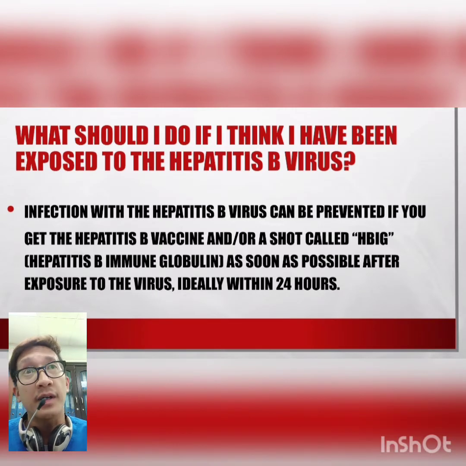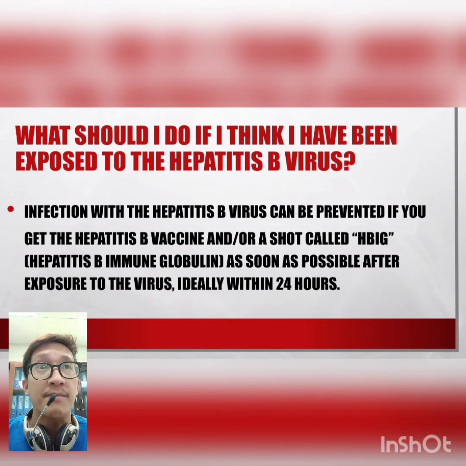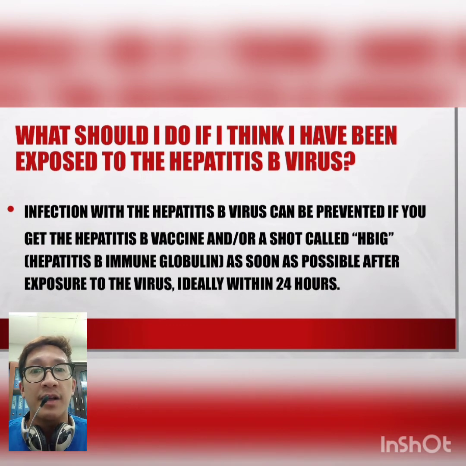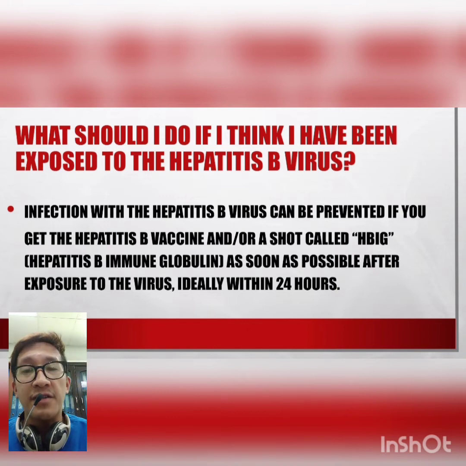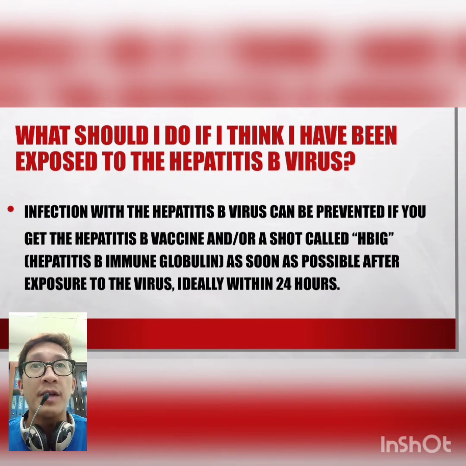What are you going to do if you think that you have been exposed to the hepatitis B virus? If you are concerned that you might have been exposed, you need to go directly or report it to the Employee Health Clinic or Infection Prevention and Control Department immediately. Infection with the hepatitis B virus can be prevented if you get the hepatitis B vaccine and or a shot called HBIG, or hepatitis B immune globulin, as soon as possible after exposure to the virus, ideally within 24 hours.